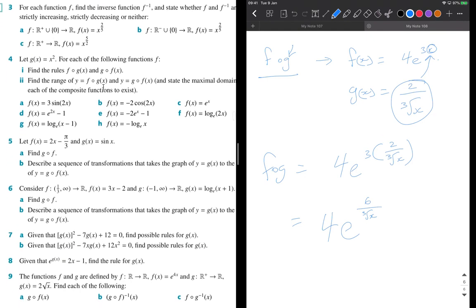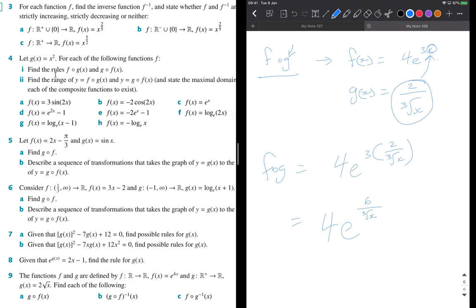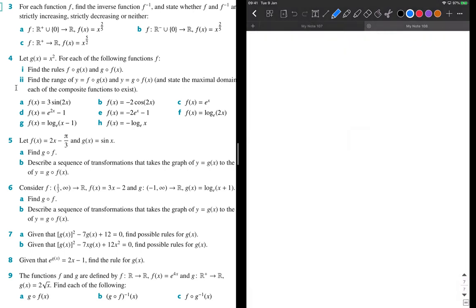If we have a look at number 4, we're just doing the same thing. So we're finding rules, but this time we're also finding the range and the maximal domain for them to exist. So this is sort of tying it all together. Let's have a look at this one. So question 4, we've got g of x equals x squared. And they're giving us each one, so let's do A. In A, they're giving us f of x equals 3 sine 2x.